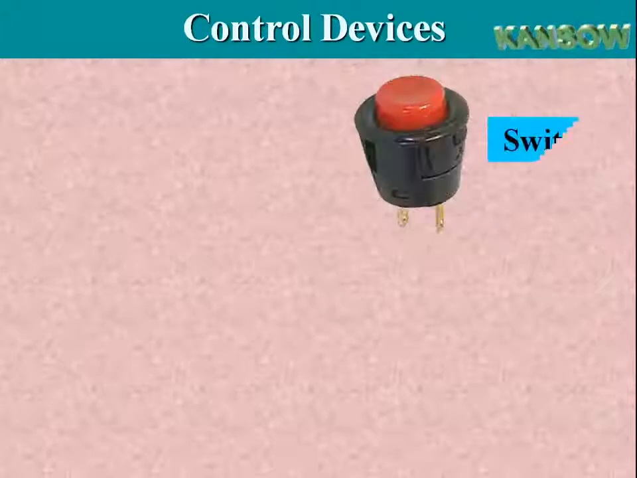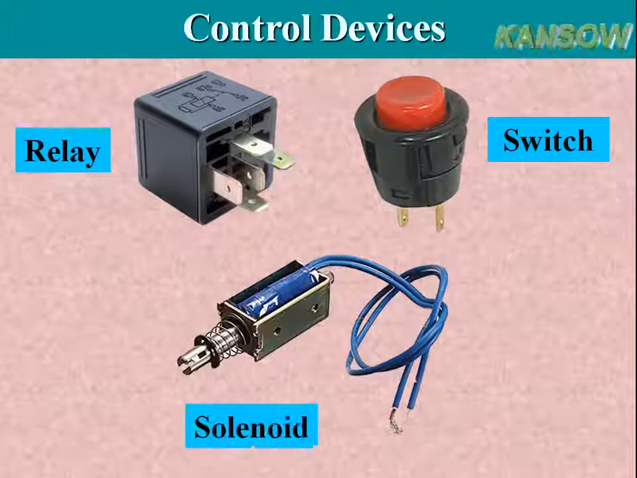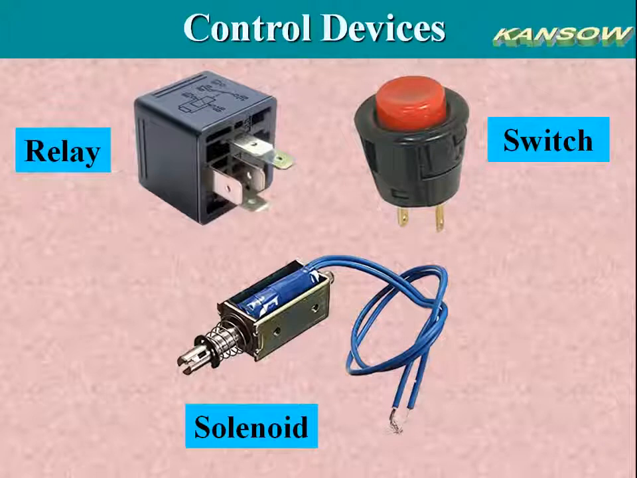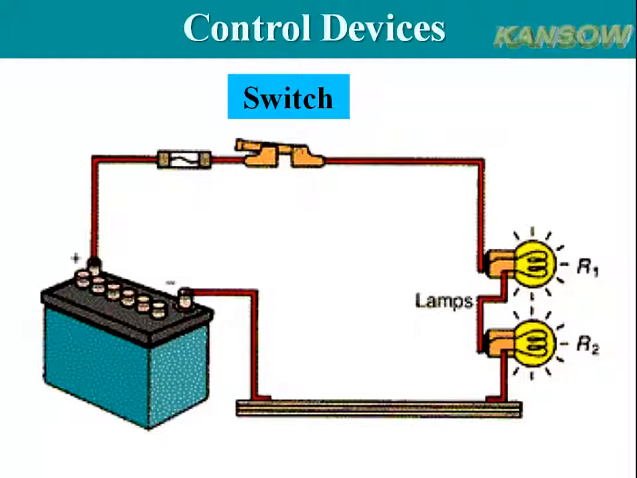Control devices are used to turn on or turn off current flow in an electrical circuit. Control devices include a variety of switches, relays, and solenoids. Control devices are needed to start, stop, or redirect current flow in an electrical circuit. Most switches require physical movement for operation, while relays and solenoids are operated with electromagnetism.